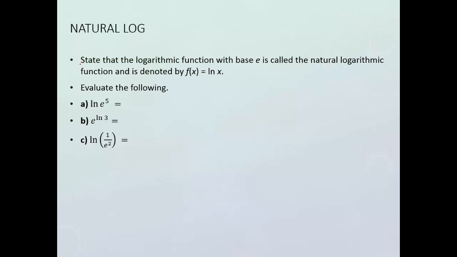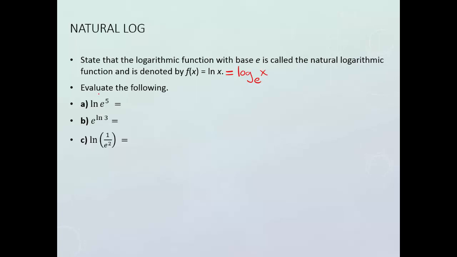So we want to state that the logarithm function with the base e is called a natural logarithm function and is denoted by f of x equals ln of x. What is it saying? It's saying this is equal to log base e of x. But instead of writing log base e, we write natural log because that's the natural function of it. What does that mean? Well, that means ln of x is the same thing, and all the properties of log base e of x are the same.